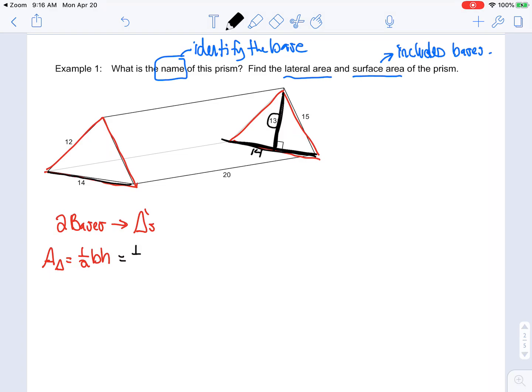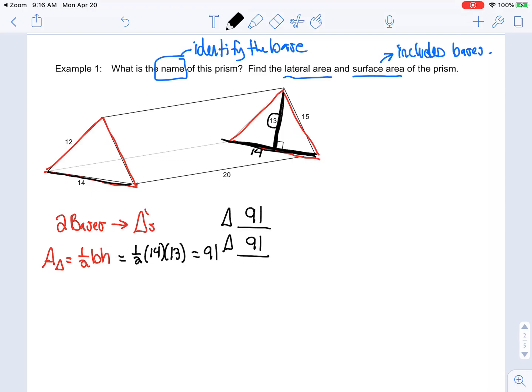So to find the area of the triangles, we'll do 1/2 times the base of 14 times the height of 13. And if we multiply that, that's going to give us an area of 91. Now, there are two triangles, so usually what I like to do is kind of make a list. For my first triangle, the area is 91. For my second triangle, the area is again 91. So this is going to be representing each of my triangles.